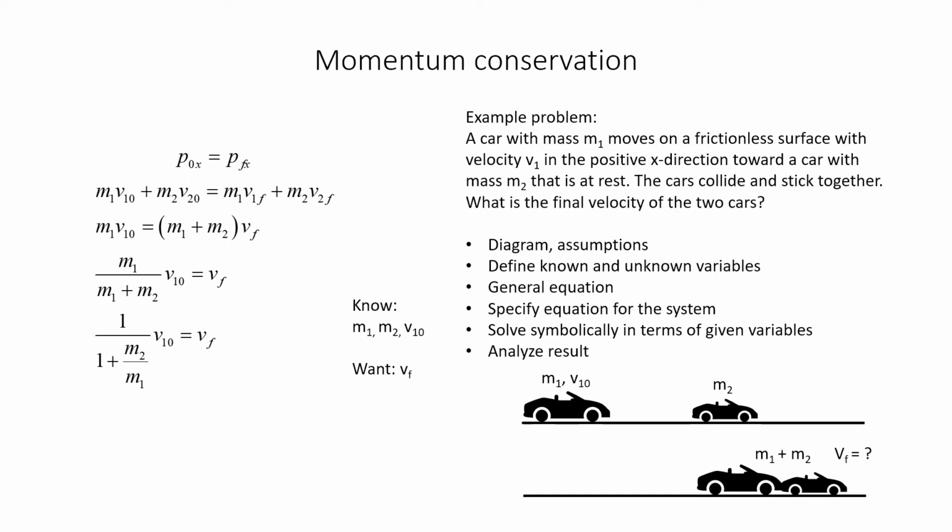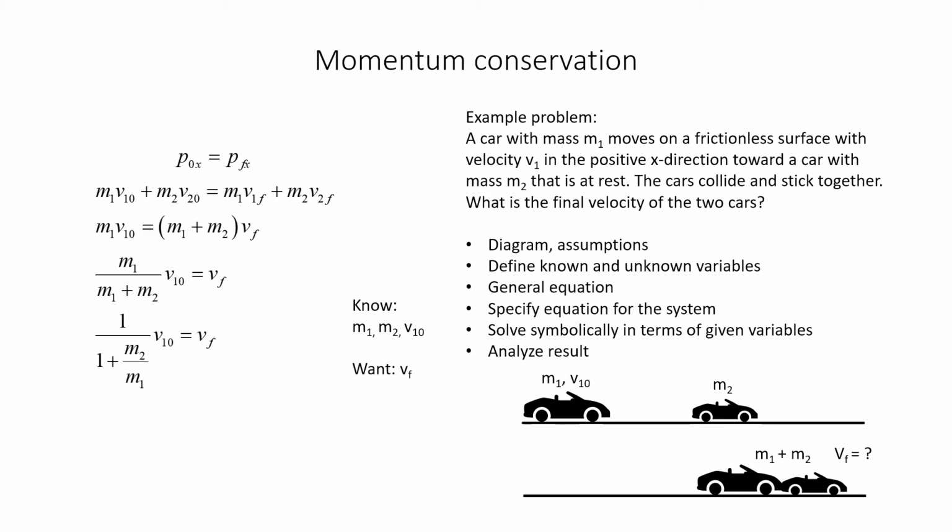We can divide our equation through by m1 to make it a little bit easier to analyze. In this case, what we can see is the final velocity is larger if our initial velocity is larger. That makes sense. If car 1 is moving faster before they collide, the two cars together will be moving faster. And putting the masses into a ratio like this makes the masses easier to analyze.